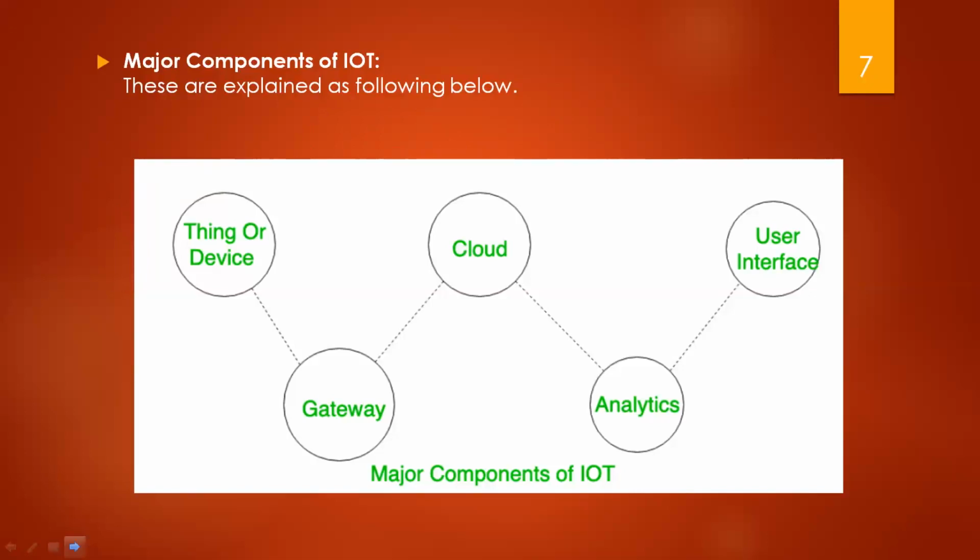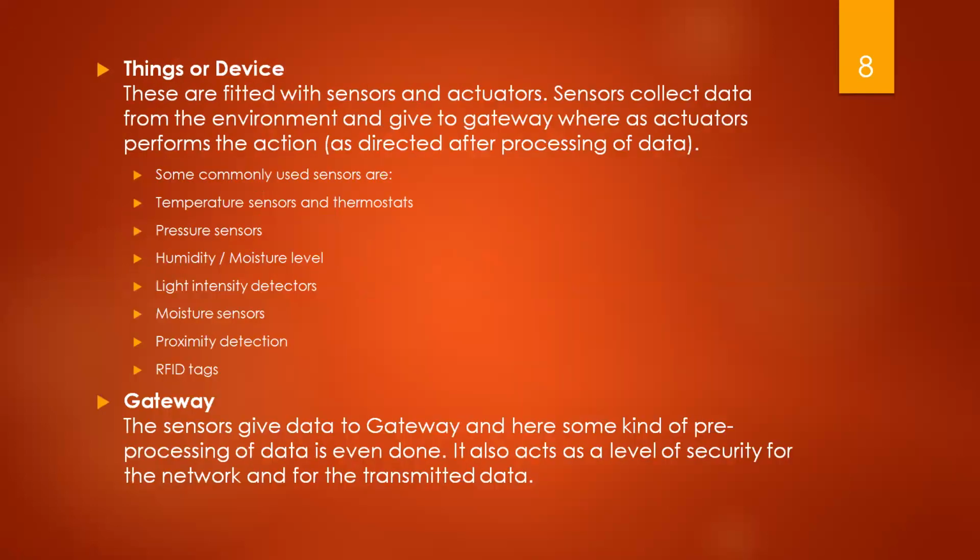This diagram shows the major components of IoT. So in this diagram, things or IoT devices, gateway, cloud, analytics, and user interface are the main components of IoT. So things or devices are fitted with sensors and actuators.